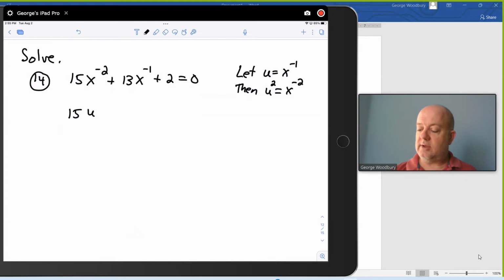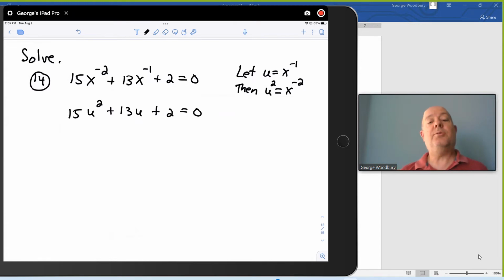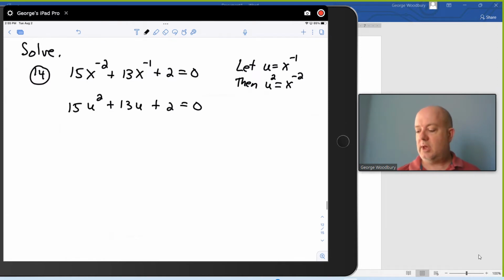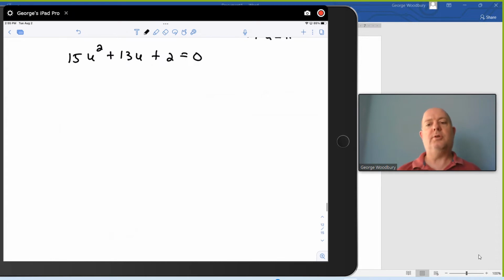And I can rewrite this as 15u squared plus 13u plus 2 equals 0. Now this one might not be that easy for you to factor. So I'm going to solve it with a quadratic equation with you first, and then I'm going to come back and show you the factored form.